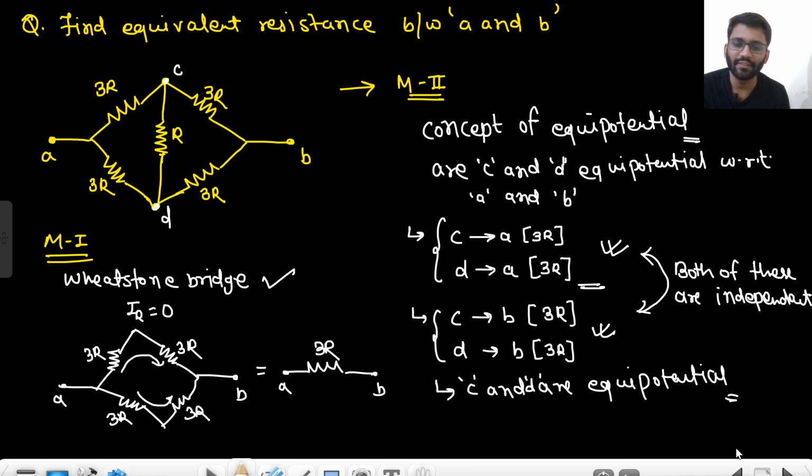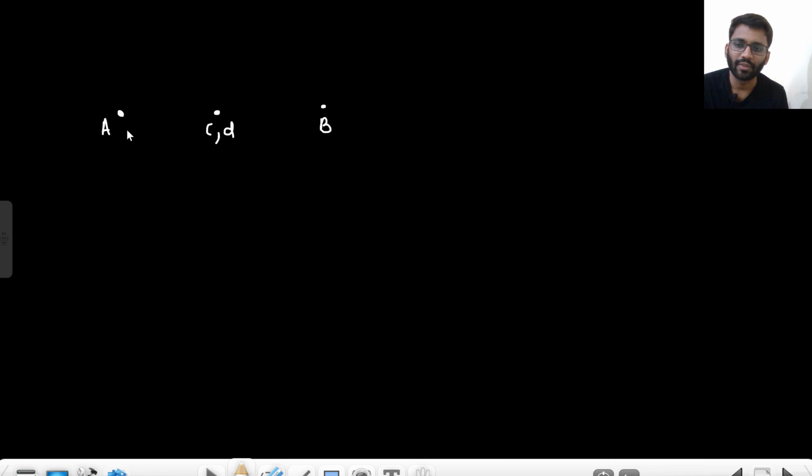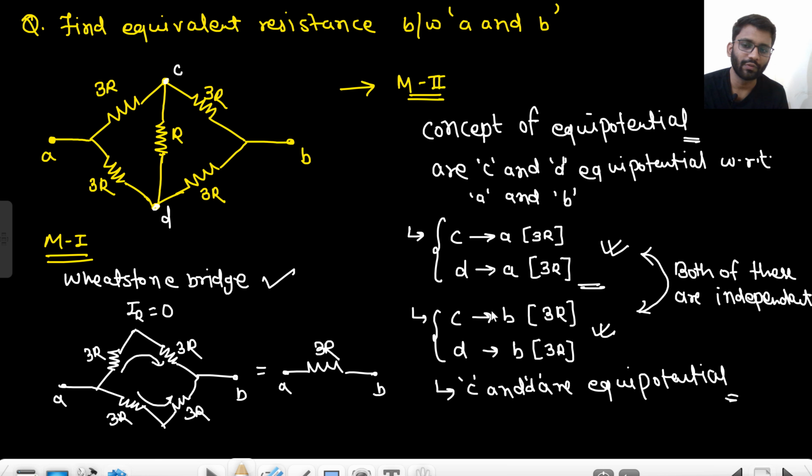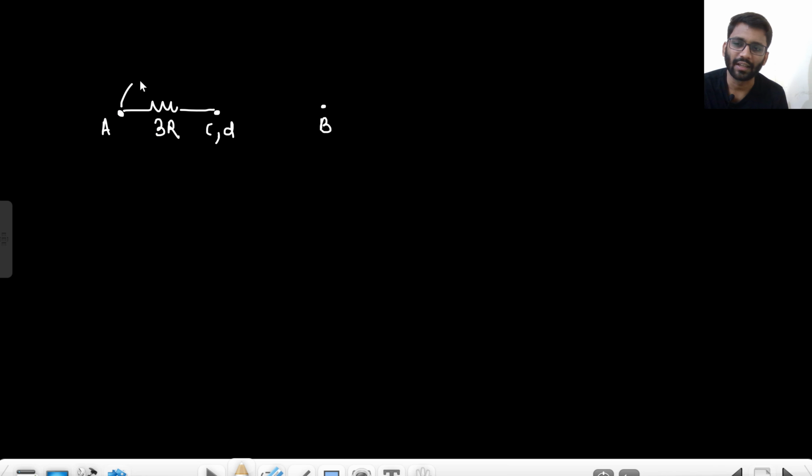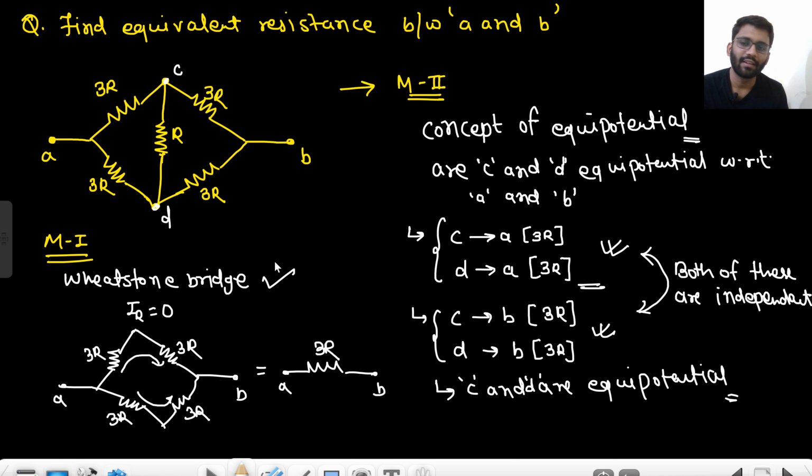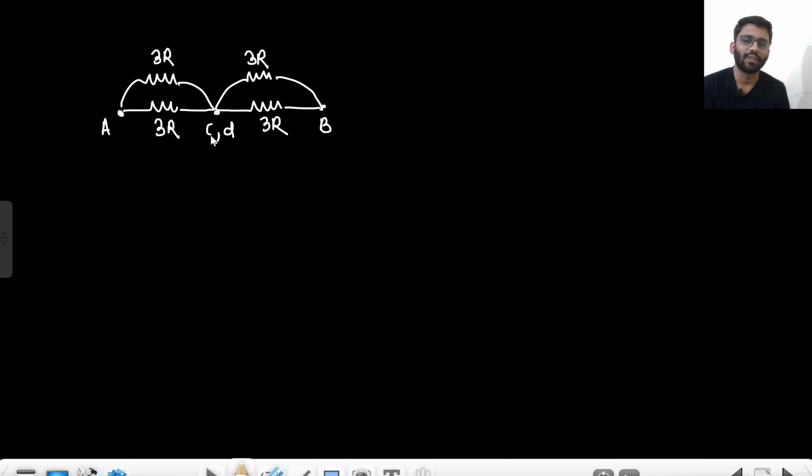Between A and C we had 3R resistance, and between A and D also we had 3R resistance. So this 3R will also come here, because C and D are one point only. Between C and B we had 3R resistance, and between D and B also 3R resistance. Between C and D we had R resistance, but that is of no use now, so forget about that.